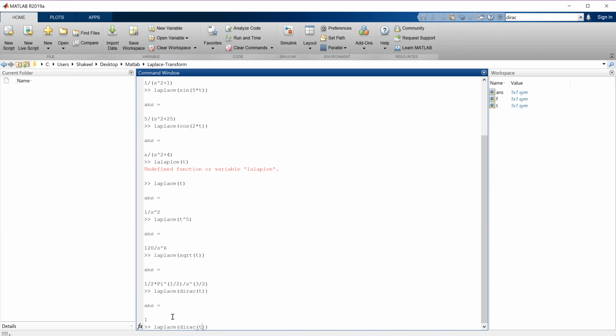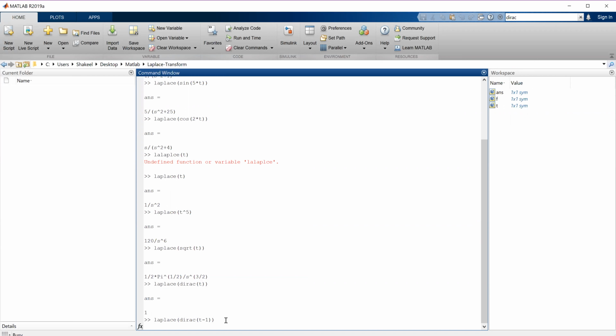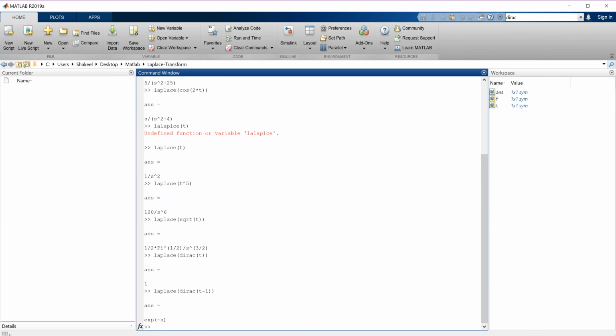In the same way we can use shifted versions of this dirac function, meaning delta t. This is delta t minus 1. The Laplace transform of this is e to the power of minus s. In the same way, the Laplace transform of delta t minus 5 is e to the power of minus 5s.